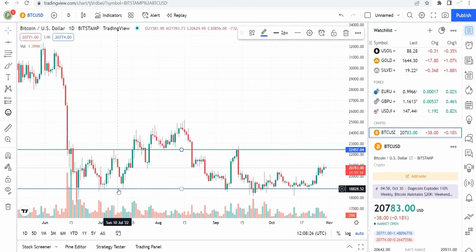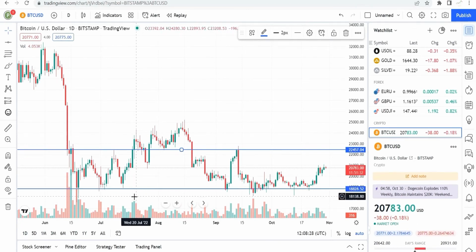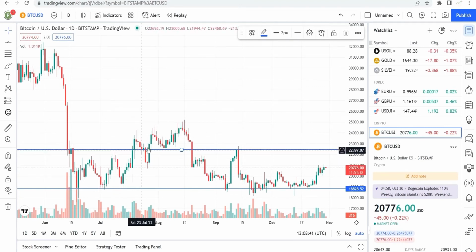Now this bottom one here is your support line, and down here would be your demand zone. And this one up here would be considered your resistance line, because when the price action comes up to the line, it resists going over it. Then up here would be your supply zone.